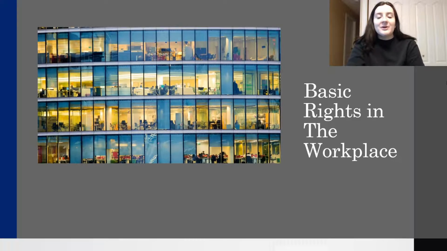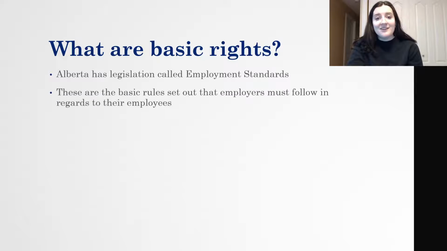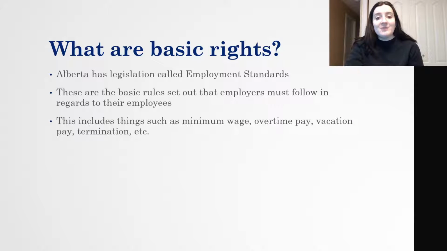Alrighty, basic rights in the workplace. So you're probably wondering, what are basic rights? Alberta has legislation called Minimum Employment Standards, and these are the basic rules that employers must follow in regards to their employees. This includes things such as minimum wage, overtime pay, vacation pay, termination, etc. Employers must obey these rules as they are the law.